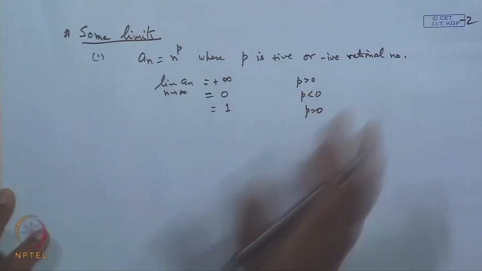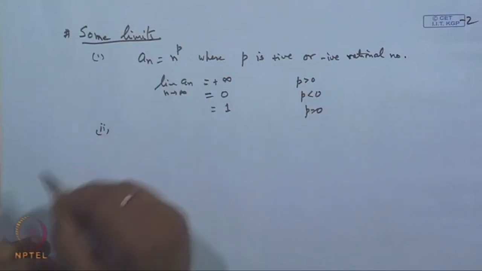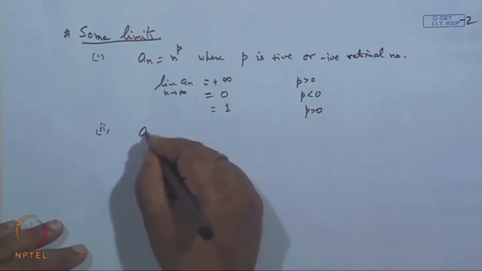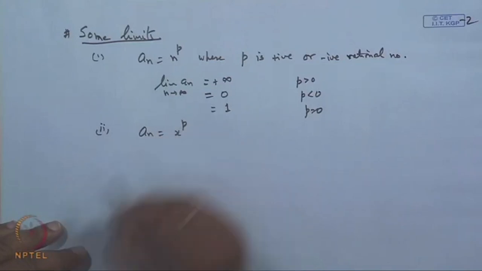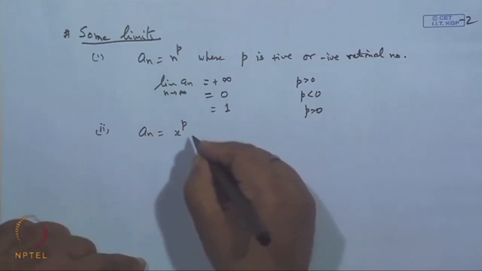So it is simple, nothing to prove. Then another sequence: suppose a_n is x to the power p, where x is any real number.